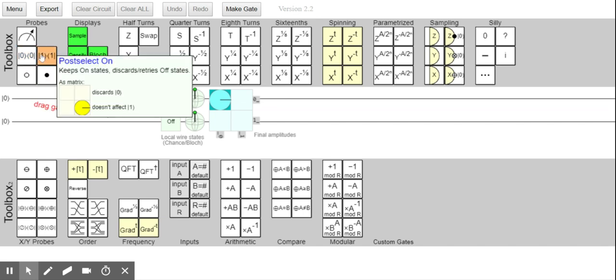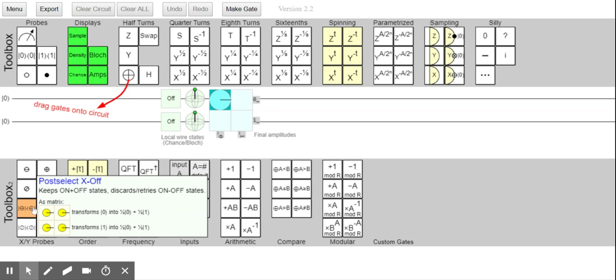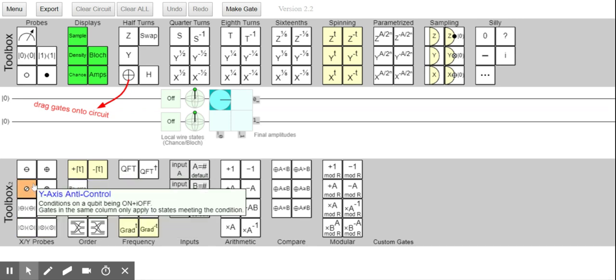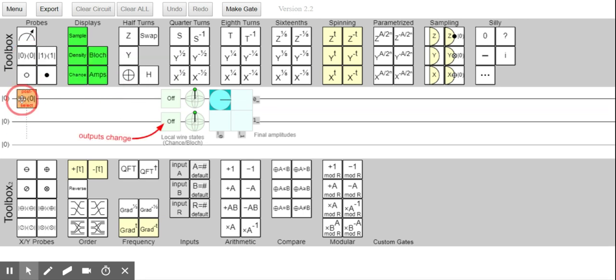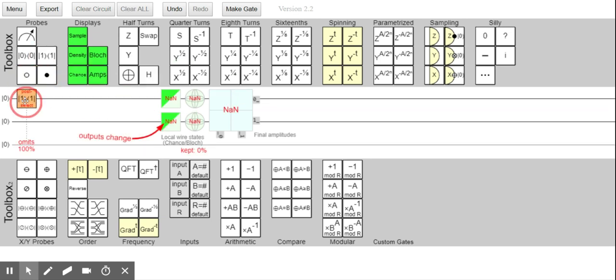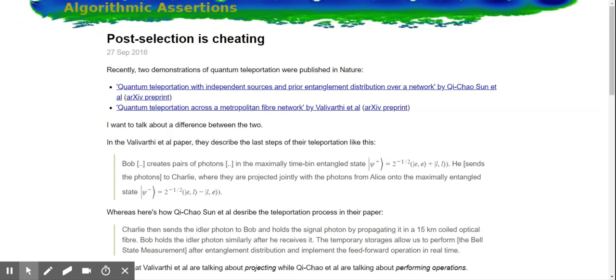So we've got post select off, post select on, and then we've also got post select on the x-axis off or the x-axis on, etc. Right? I want to understand a bit what that is, because post select 0, post select 1 omits 100%, and the notation here of the ket and the bra, it seems like... But luckily enough, look at this.